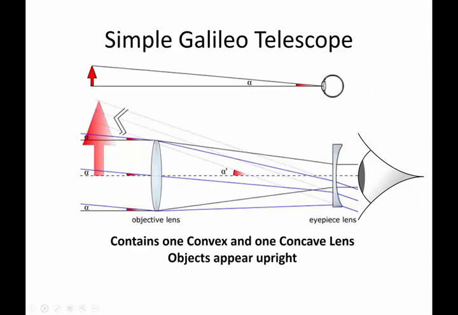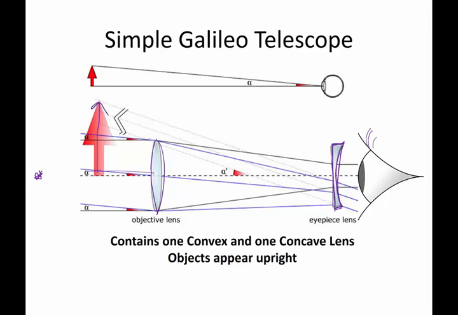Galileo made a better telescope, and Galileo's telescope contains one converging or convex lens and then one concave or diverging lens. And here's how this works. If there is a star out here, the light from that star would come through the first lens and it would produce an image in this concave lens that the observer would then have to look through to see.